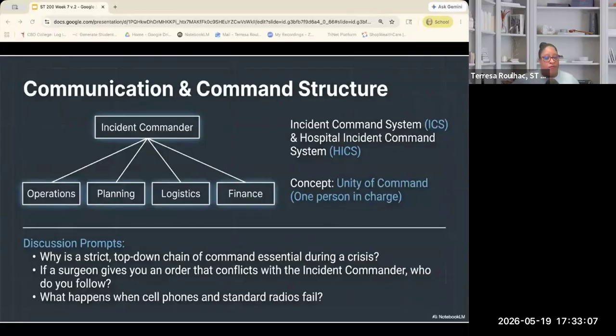Other things to think about. Technology sometimes, most often, will fail. So what happens if cell phones fail or radios fail?